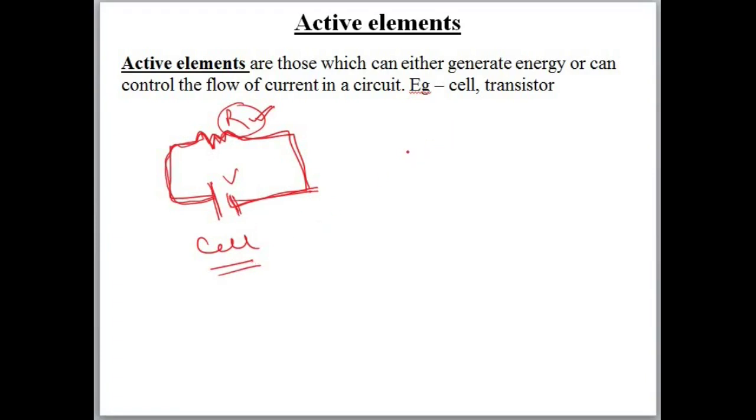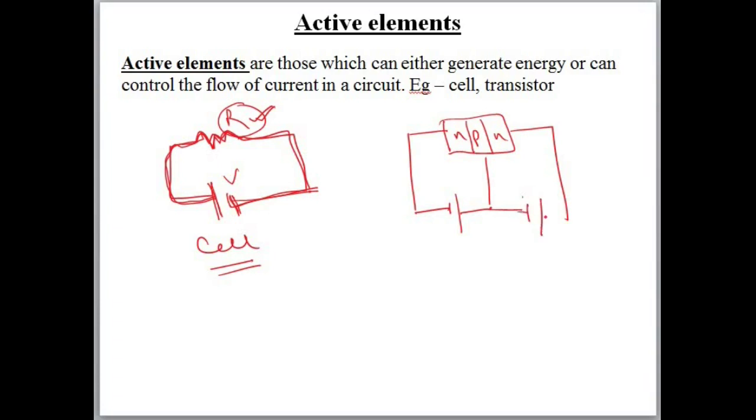Transistor, what does it do? It can control the current. We will write now N, P, N. This junction is always forward biased. This junction is always reverse biased. This is called IB. This is called IE, and this is called IC. So in this we can write IE is equal to IB plus IC.